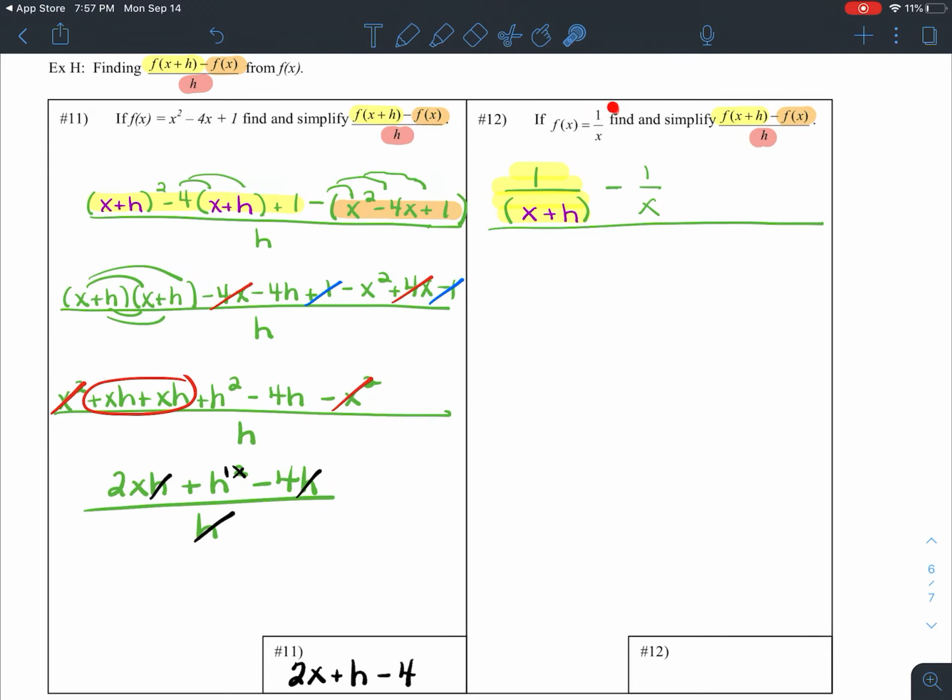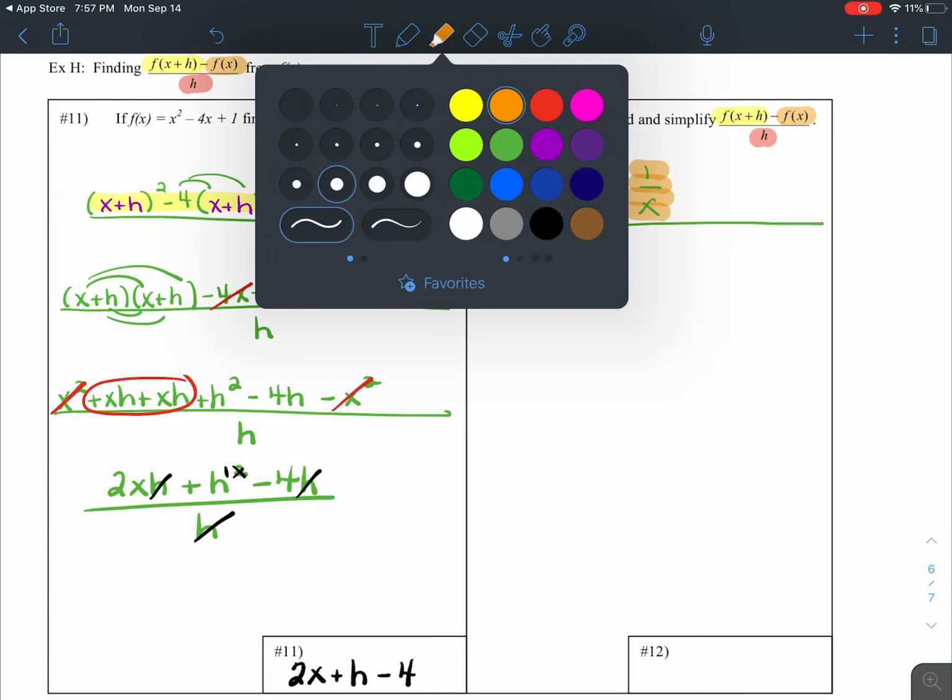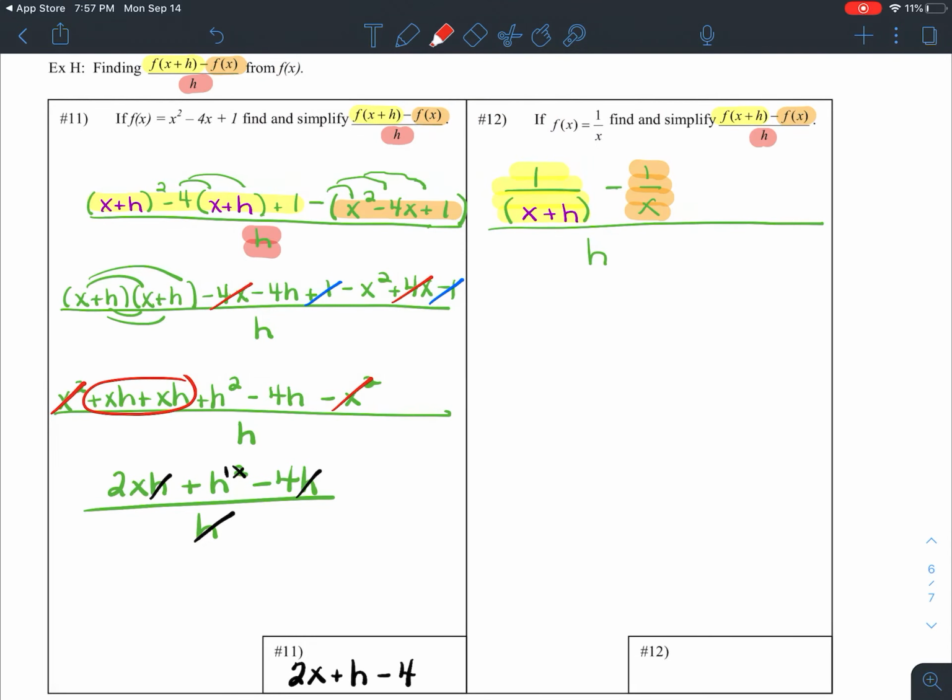Now, for the orange part here, I'm just going to subtract the original function f of x, which is 1 minus x. Okay, I'm just subtracting the original function. That is the orange part. And then in the denominator, we're just dividing by h. I guess I didn't color code that part there. Okay, there, dividing by h.